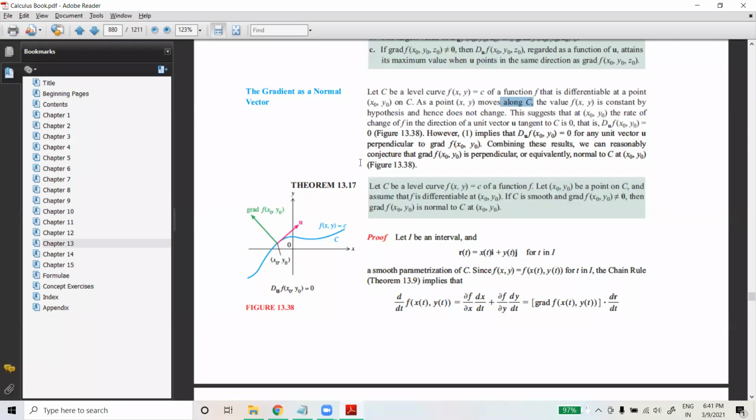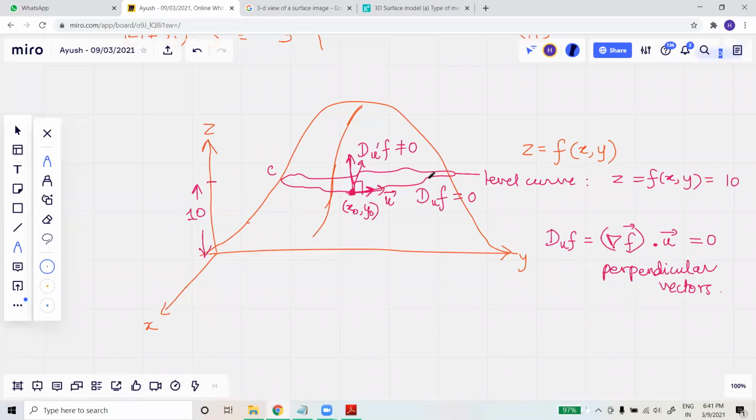Combining these results, we can reasonably conjecture that gradient is perpendicular, or equivalently normal, to the curve. Whatever that curve is, the gradient is always perpendicular to this curve. So the gradient is always perpendicular to the curve itself. Perpendicular to the curve means perpendicular to the tangent to the curve also.